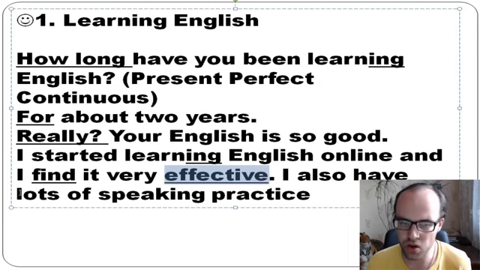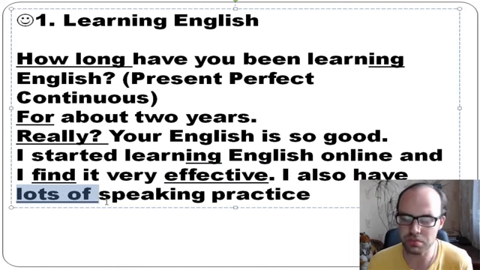And you see, I also have lots of speaking practice. So we say lots of. You can say a lot of, it means much or many. You know that we use much with uncountable, much water, much love, and many with countable, many friends, many books. But lots of or a lot of, you can use with countable or uncountable. So lots of practice, lots of friends, lots of water, it's okay.